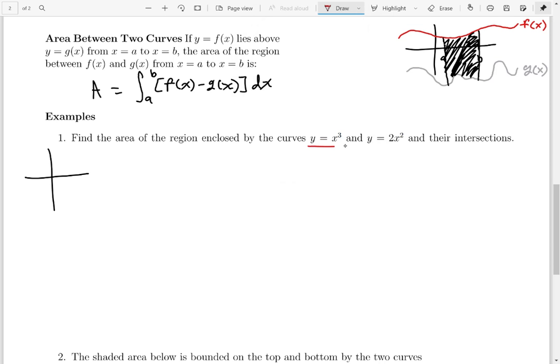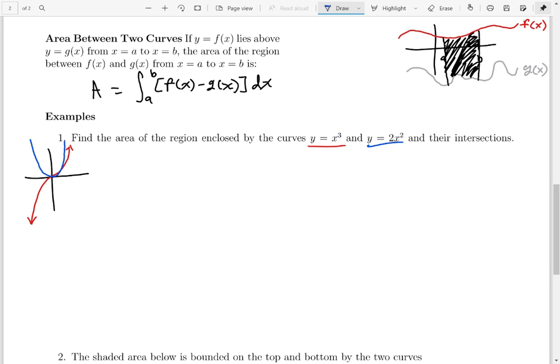So let's graph y equals x cubed. Well, what does y equals x cubed look like? It looks about like this. Okay, so this is y equals x cubed. Then let's graph y equals 2x squared. Well, y equals 2x squared, that 2 being multiplied is going to make it taller and skinnier. And so there's actually a slight problem here. I don't know where my intersection points are, but I think this is going to be something like this. Okay. Now I do have to confirm this to figure out where these things actually intersect.